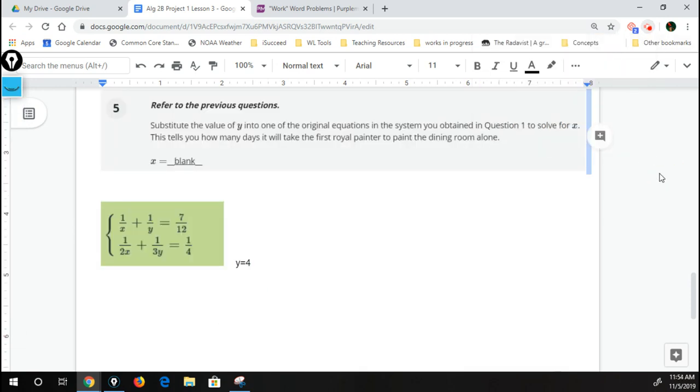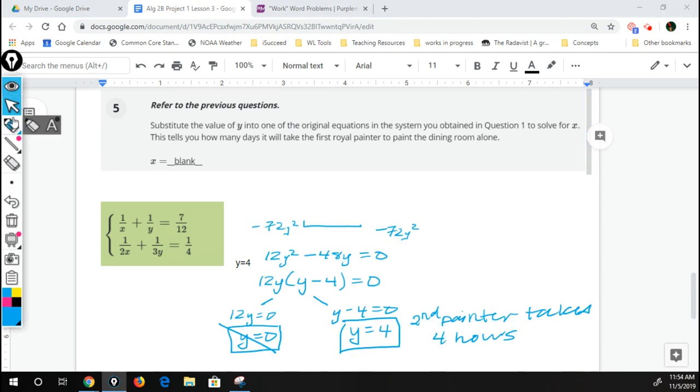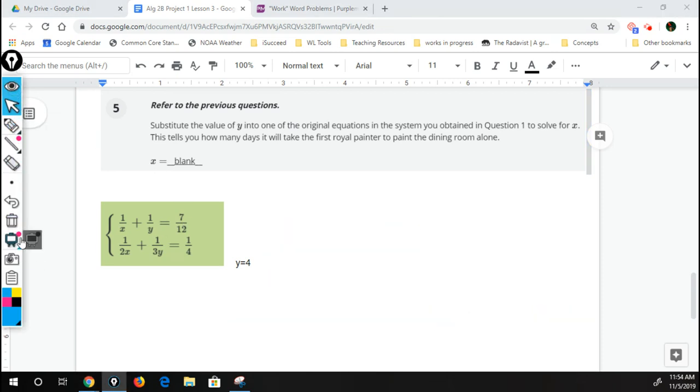Okay, so picking up where we left off, question number 5 was to use all the information that we have so far about the system of equations and use substitution to solve for x. Let me clean that up. So in the previous question number 4, we found that y is equal to 4.